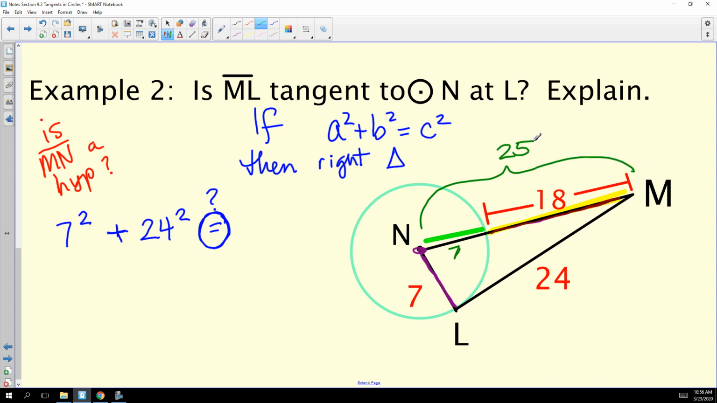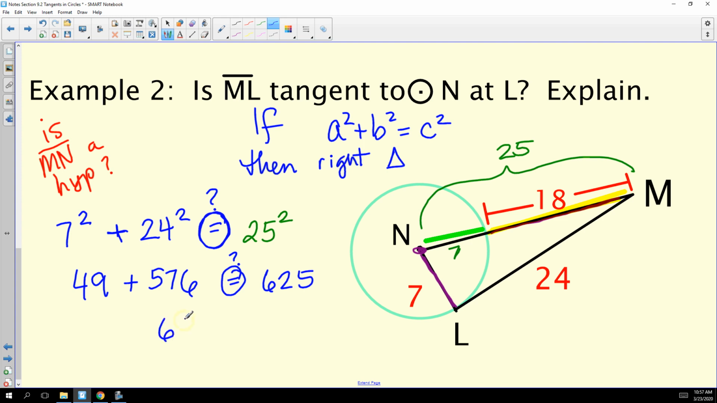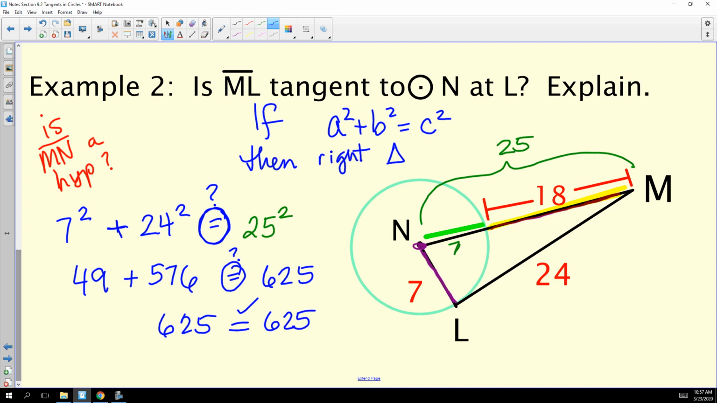So we want to know, does 7 squared plus 24 squared equal 25 squared, right? So 7 squared is 49. 24 squared is 576, and we want to know, does that actually equal 625, which is 25 squared. So 576 plus 49 is in fact equal to 625. So it does come out to be a right triangle.